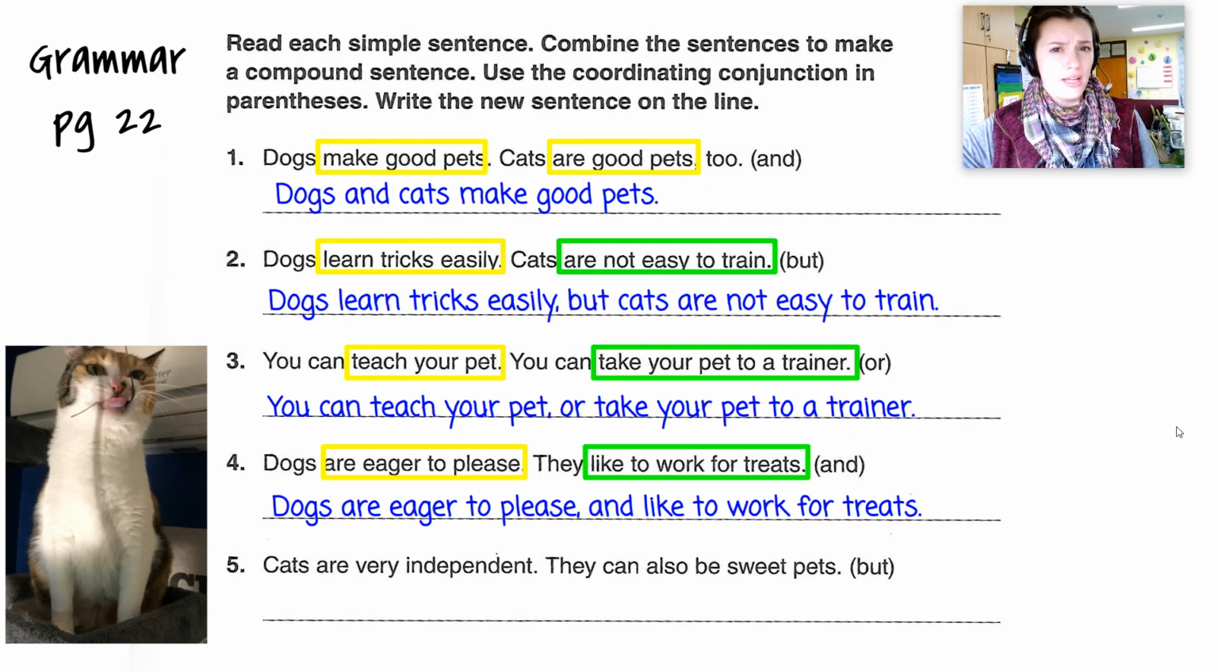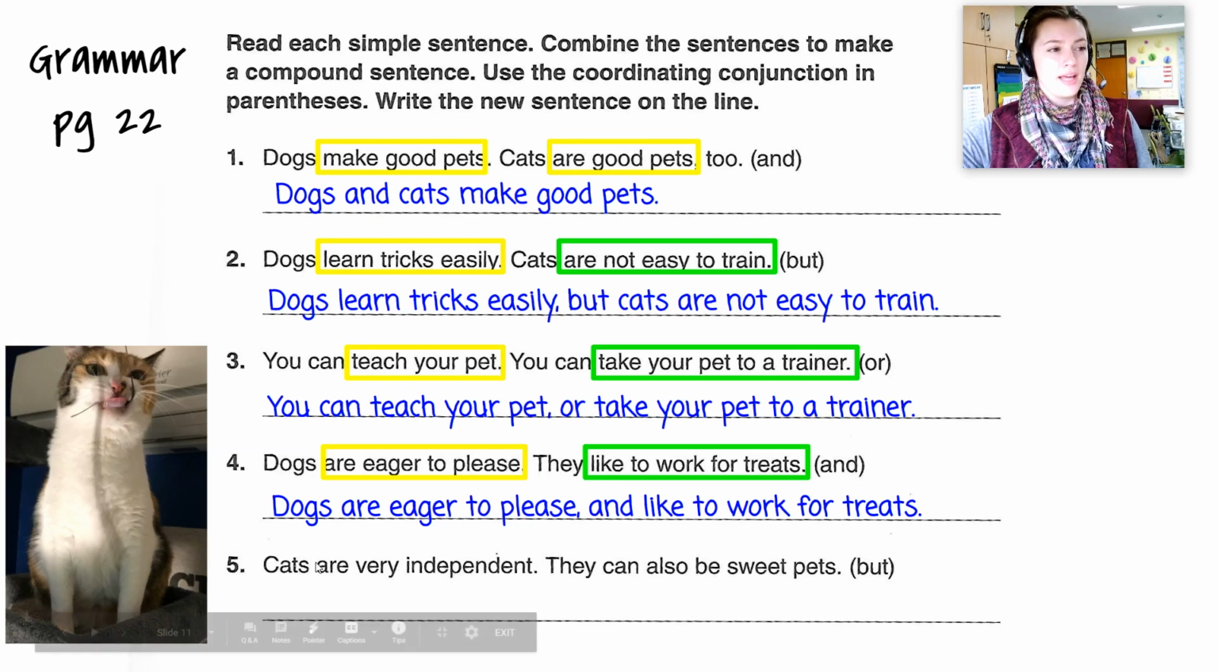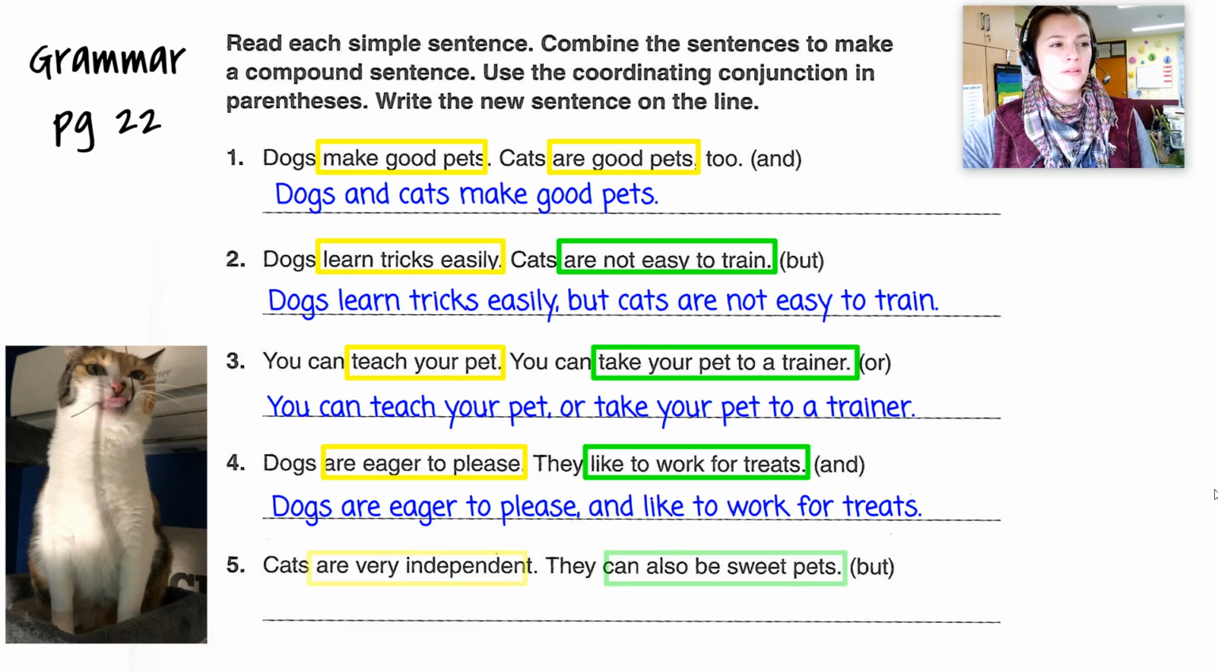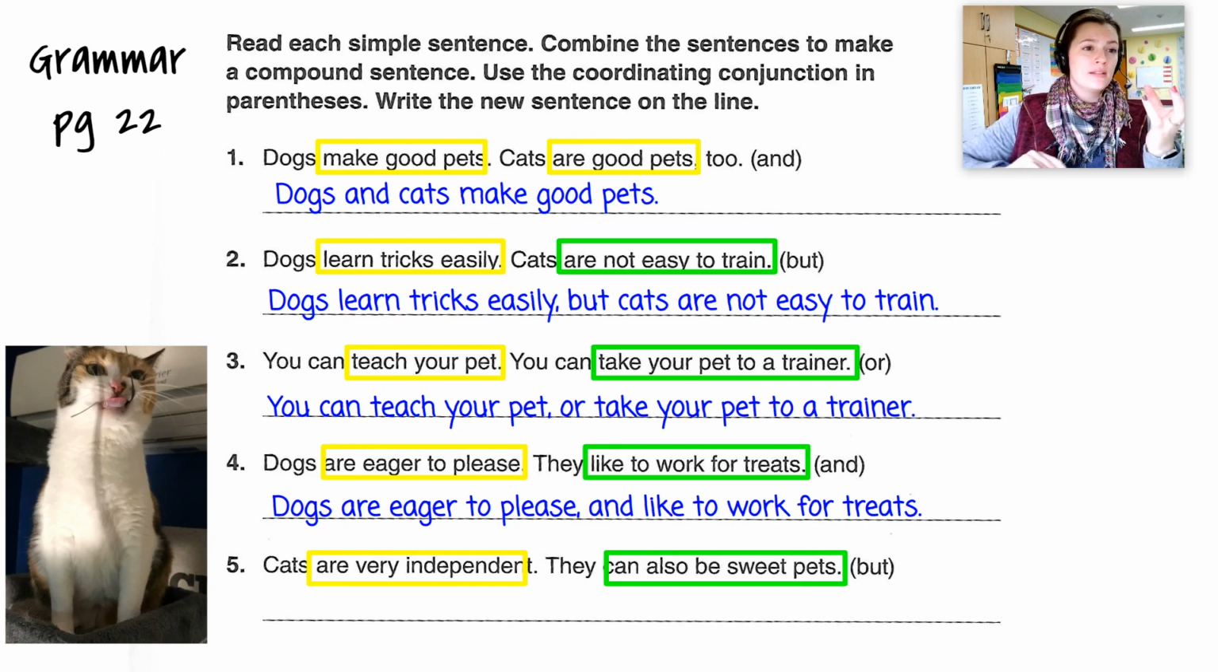Cats are very independent. They can also be sweet pets. Now, our subjects are the same. Cats and they are both talking about cats. Our coordinating conjunction is but, so we're comparing these two sentences. Our predicates are different. Cats are very independent. They can also be sweet pets.